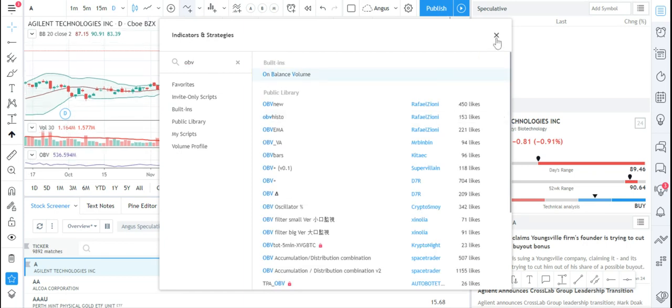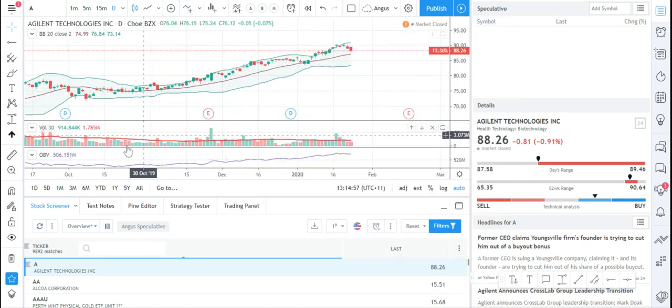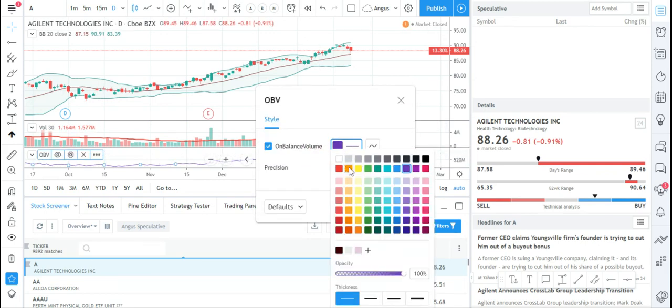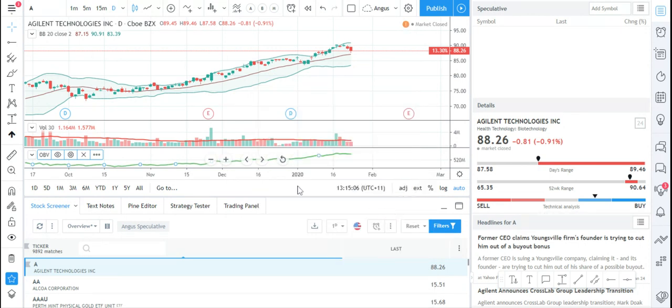And again, you can go and Google it and understand a bit more about what it does. So that's my OBV line there. I'm going to make it green. Green is good. I'll make it a bit thicker so I can see it. And this basically tells me if there's volume moving into the stock.